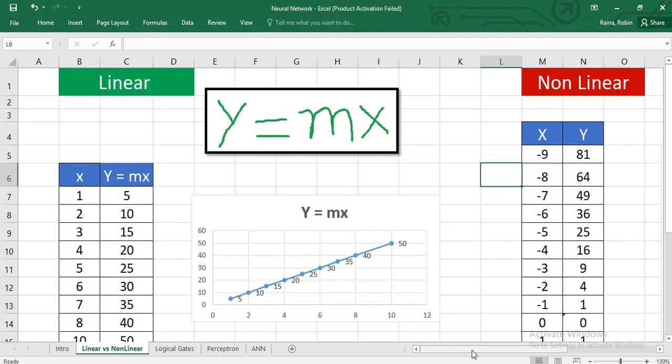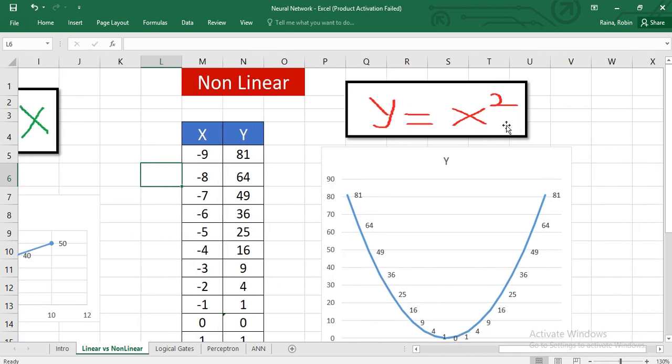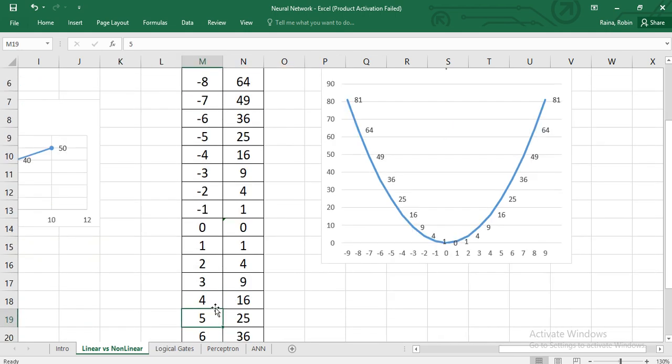Now if we talk about non-linear function, non-linear is where the output is drastically changing and it's not linear with the input. There you have seen it's linearly increasing. The classic example is y is equal to x square. Let's say your x is ranging from 0 to minus 9 and the same from 0 to 9.